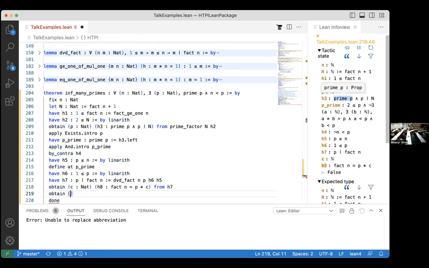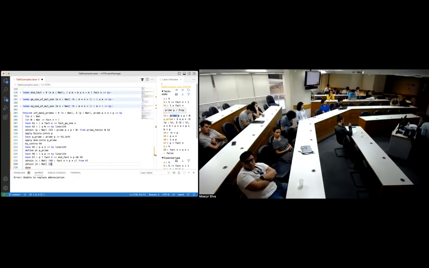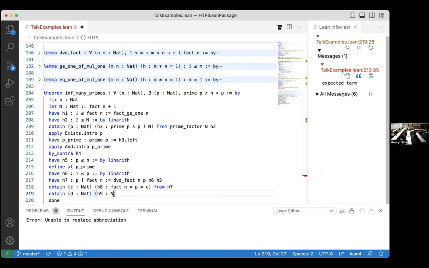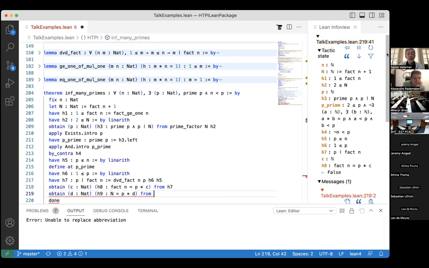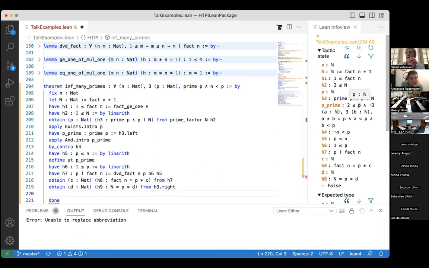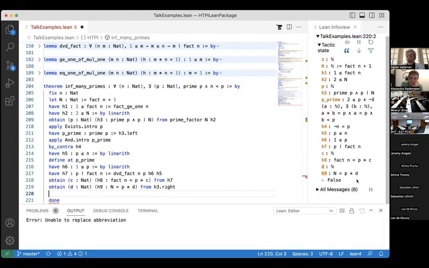And similarly, I know that P divides capital N. That comes from the right half of H3. So I can say H3 dot right. Remember, I'm looking for a contradiction, and I'm almost there because I have N factorial is P times C, capital N is P times D. But remember, capital N was defined to be N factorial plus one. If I just subtract H9 and H8, what I'm going to get is that P times D minus C is one. Let me prove that.